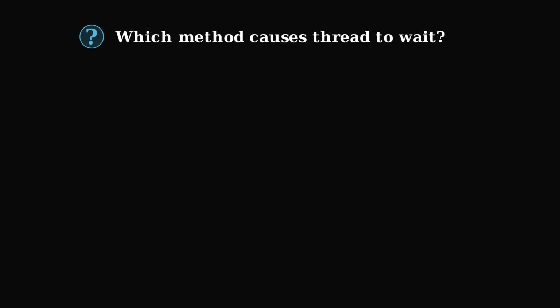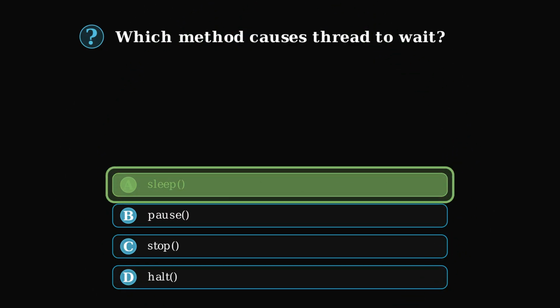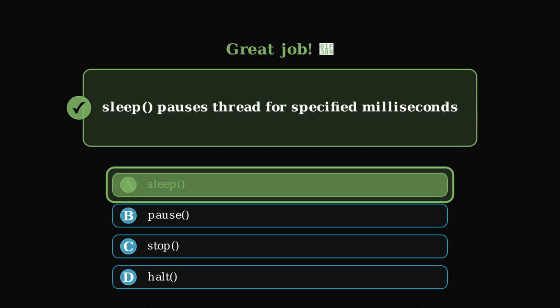Which method causes a thread to wait? Which one is correct? The correct answer is sleep pauses the thread for specified milliseconds.